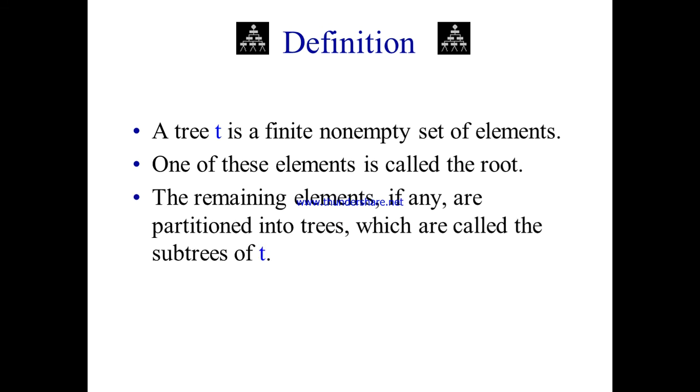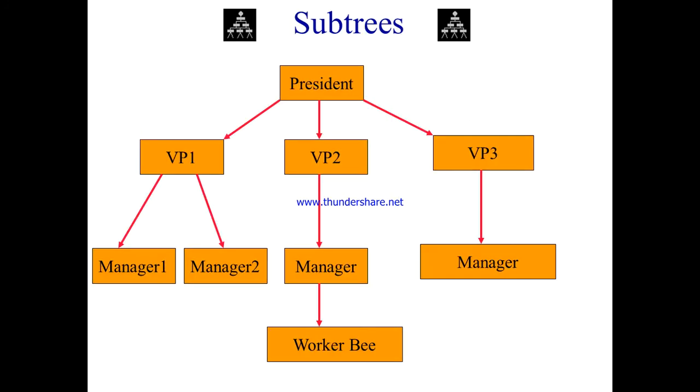The remaining elements, if any, are partitioned into trees. That means if I take a root node, the tree will begin from there. In the tree we have a number of next level nodes, and if from there we again have sub branches, then that part we are going to call a subtree. You can understand this easily when I show you this picture.